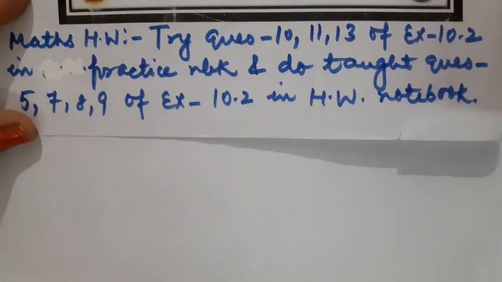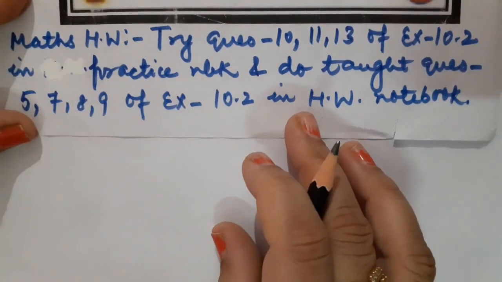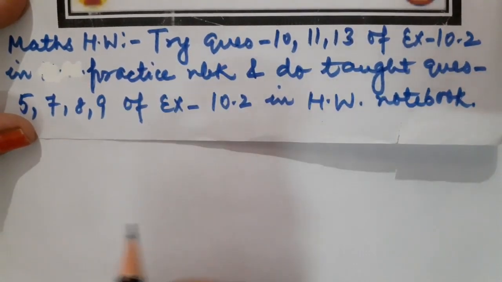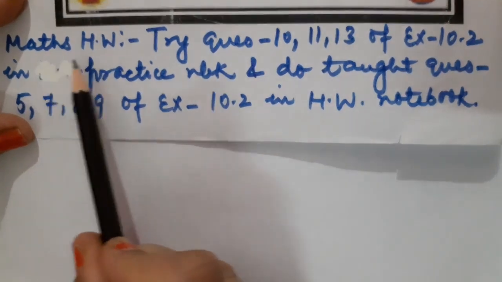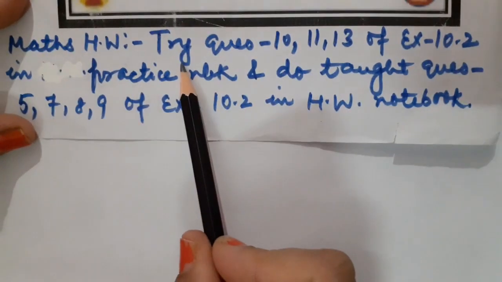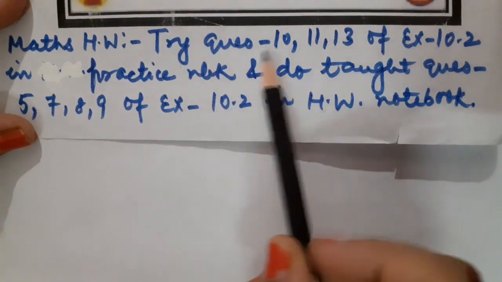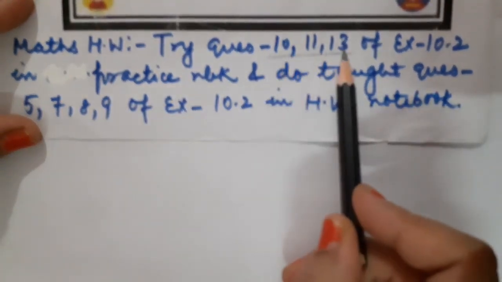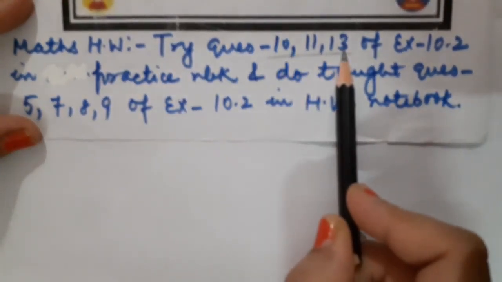Correct, children? So children, that's it for the day. This is the time to get mathematics homework. Please write down maths homework. Maths homework is, children, I am going to give you 3 questions to try. They are also based on the same concepts, whatever I have taught you today.